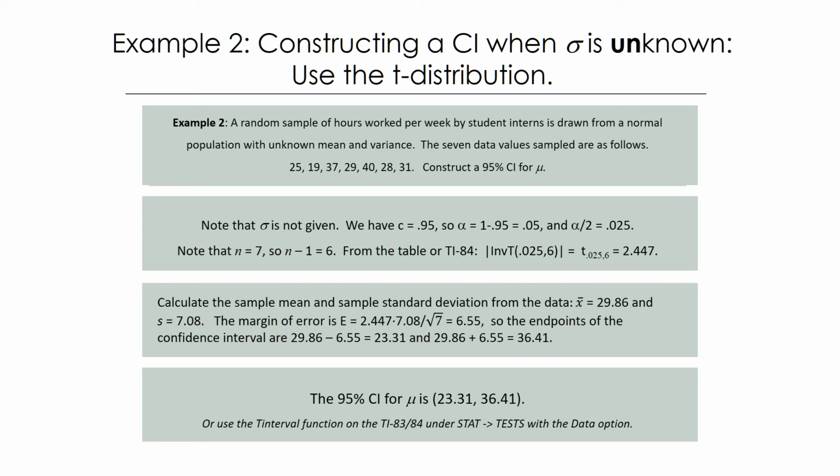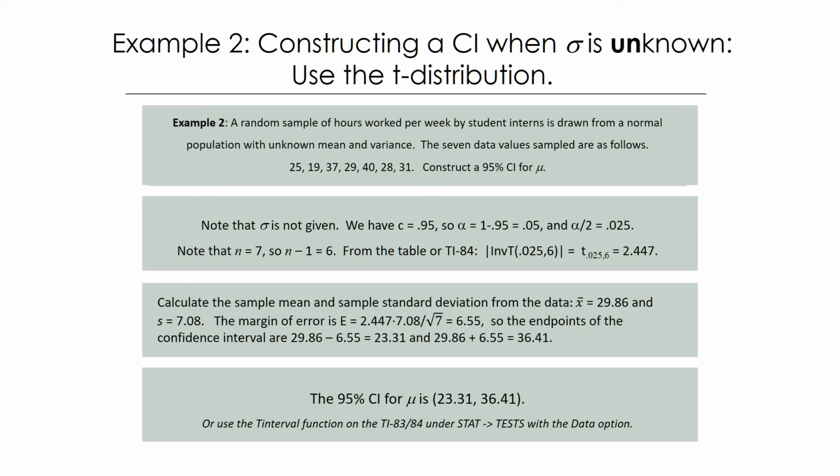So first note that sigma is not given. We have a confidence level again of 95% or 0.95. So alpha again is 1 minus that, which is 0.05, and alpha over 2 is 0.025. Here we have n equals 7. So n minus 1, the degrees of freedom, is 6.